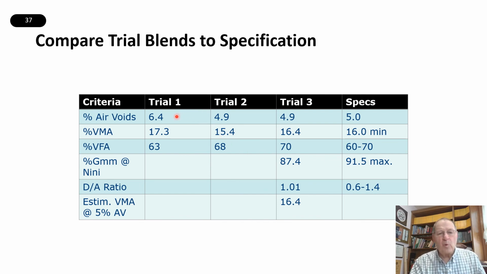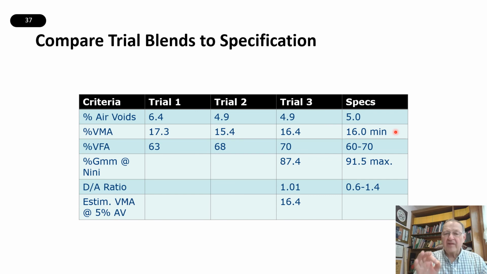From gradation 1, we ended up with 6.4% air voids and 17.3% VMA. Trial 2, 4.9% air voids, 15.4% VMA. Trial 3, 4.9% air voids, 16.4% VMA. Now, the specification that we're trying to meet is 5% design air voids and 16% VMA.